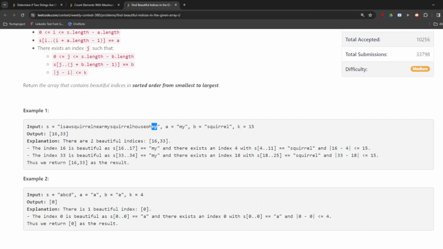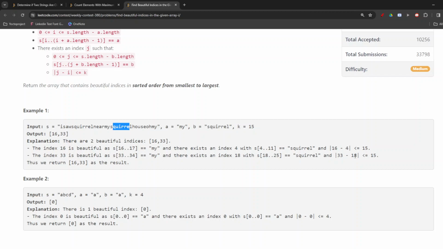So that's why we are taking this 16 as one of the beautiful indices, and we are pushing it here. Now this "my" comes, and the next "squirrel" which comes here is at 33, and then "my" comes somewhere, one minute, this "my" comes here, and this "squirrel" is here, right?